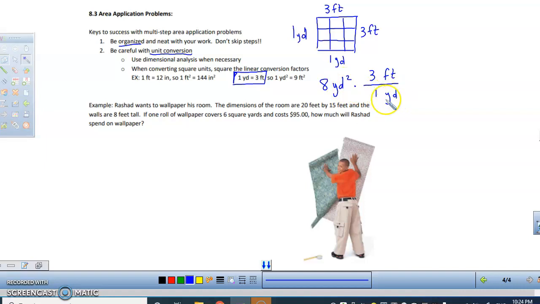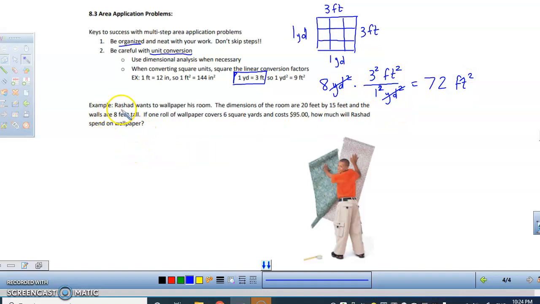So I need this to be a square yard. So I'm going to square everything. But you got to square the top as well. And now those yards squared will cancel. Okay, but you're going to actually multiply by 3 squared. So 9 times 8, so that should be 72. And then you have your feet squared. So just be very careful with converting.